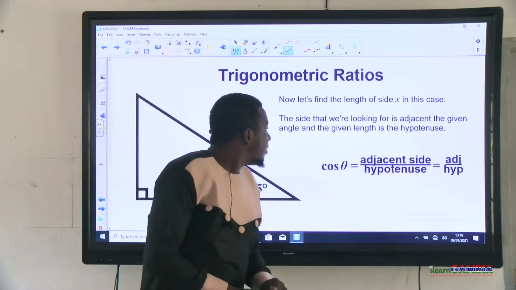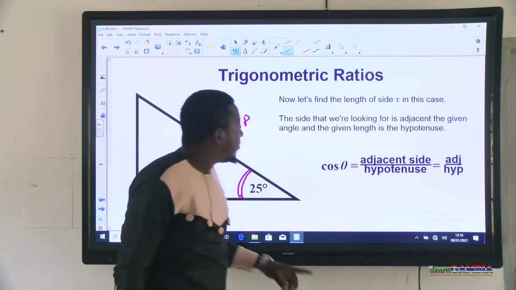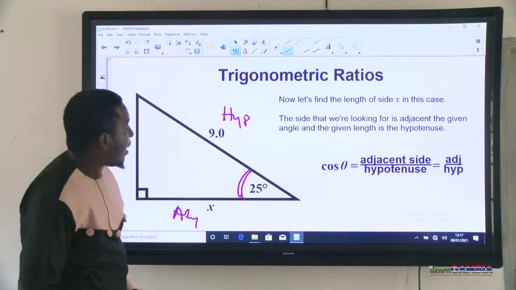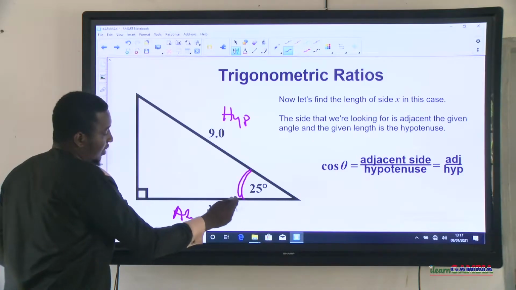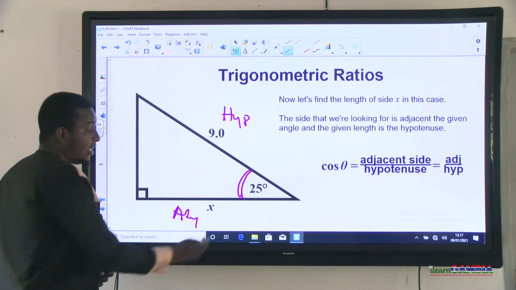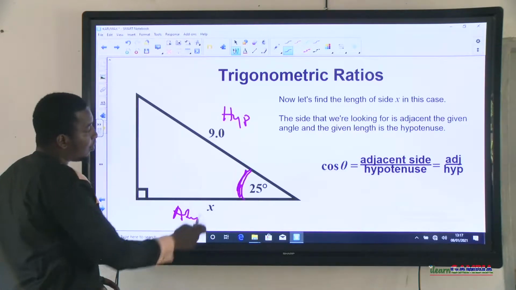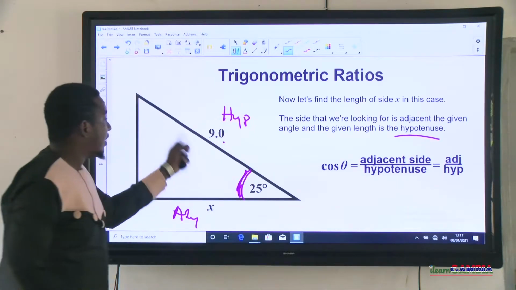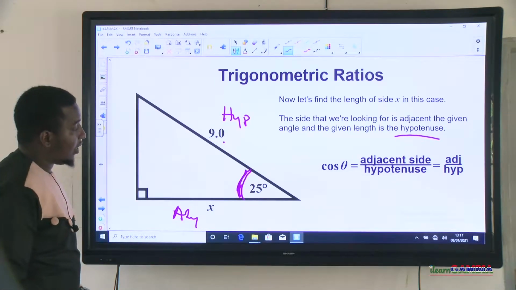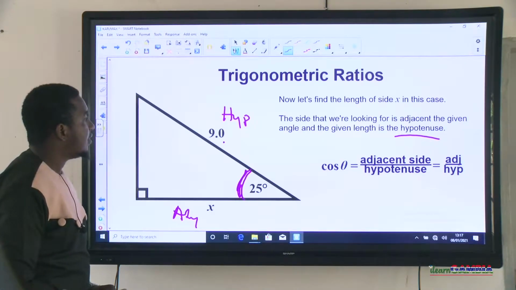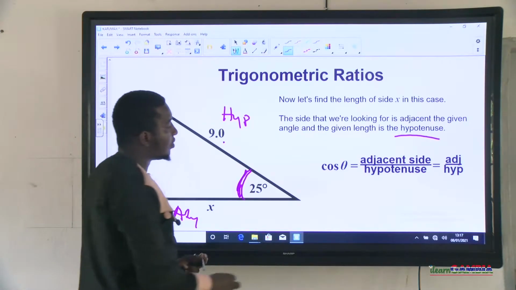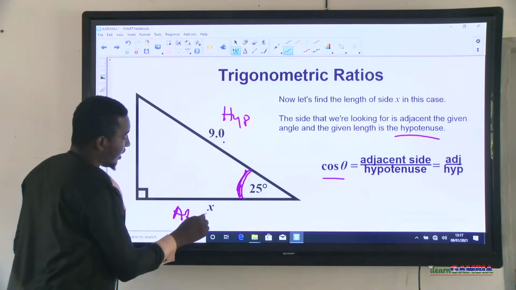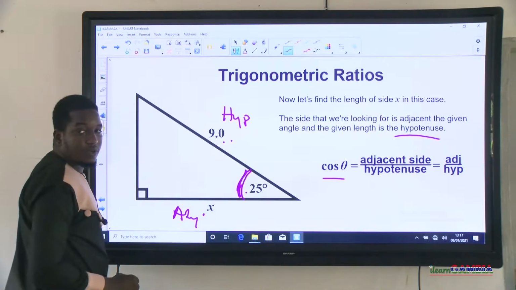The side that we are looking for is adjacent to the given angle, and the given length is the hypotenuse. Again, we are also given the formula to find the cos. They said cos is equal to adjacent all over the hypotenuse. Remember, we are asked to find the adjacent, and we are given the hypotenuse with a reference angle.